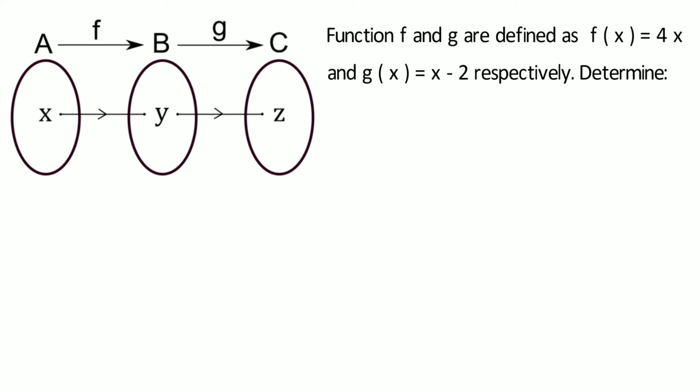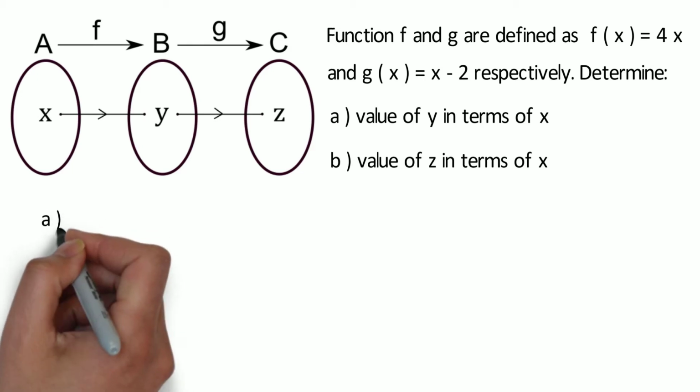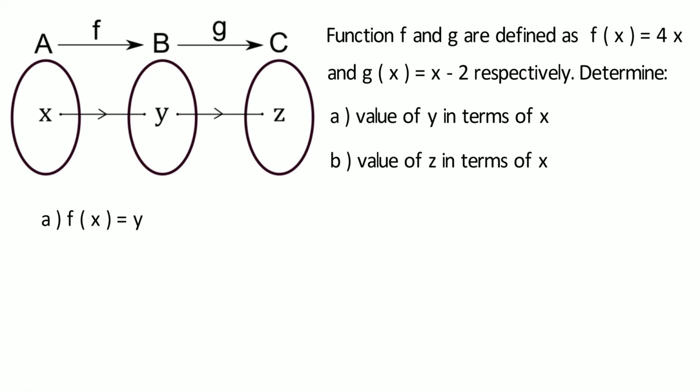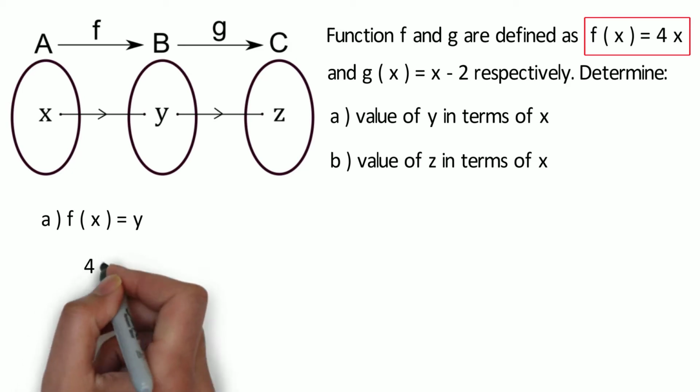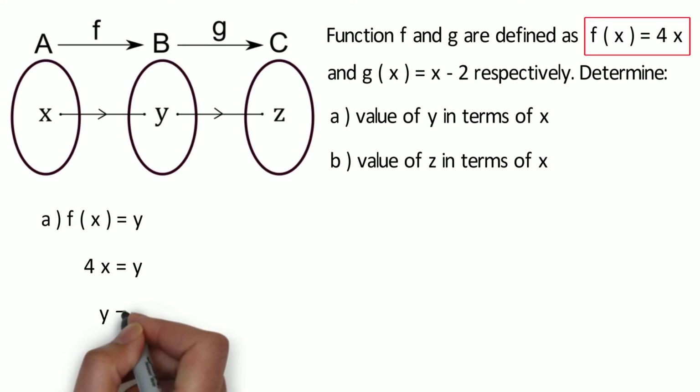Now let's take a look at a similar question. So this example differs from the previous example as function g is defined in terms of object x. So the two functions are defined as f(x) is equal to 4x and g(x) is equal to x minus 2 respectively. So we have to determine the value of y in terms of x and the value of z in terms of x. So from the diagram, we know that f(x) is equal to y, and we also know that f(x) is equal to 4x.